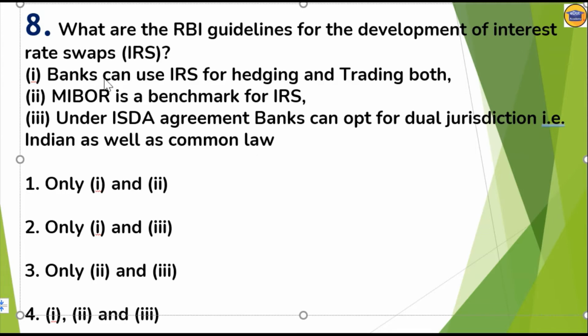If we see the options here, banks can use IRS for hedging and trading both. Yes, correct. MIBOR, the Mumbai Interbank Offered Rate, is a benchmark for IRS, also correct. Under the ISDA agreement, banks can offer dual jurisdiction, that is the Indian as well as common law. So all three are correct here. What is the full form of ISDA? ISDA is the International Swaps and Derivatives Association. So all three options are correct here.